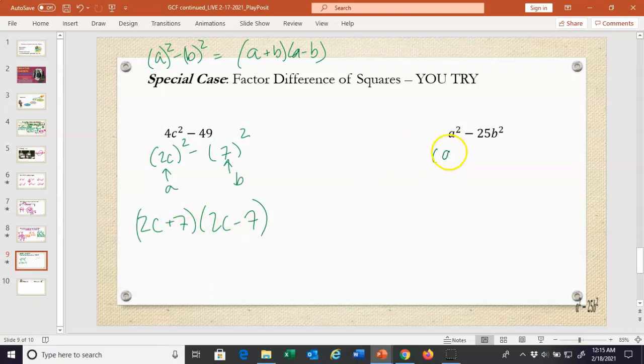Last one is, oh, that's so funny. Look, it rewrote the problem down there. Huh. We have a squared minus 5b squared. So this is our a, and this whole thing is our b. So a plus 5b times a minus 5b. That's it.